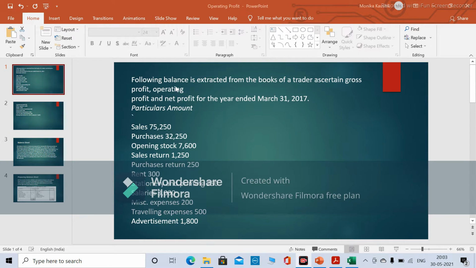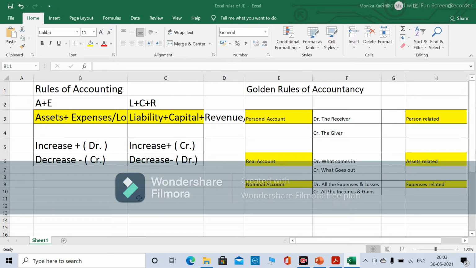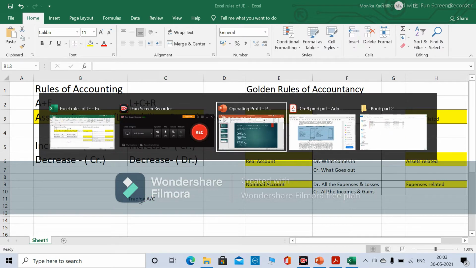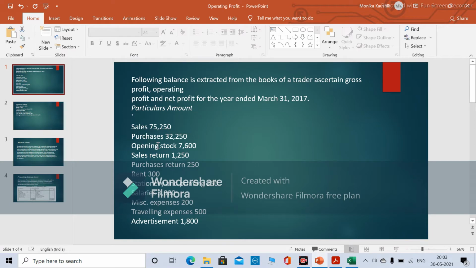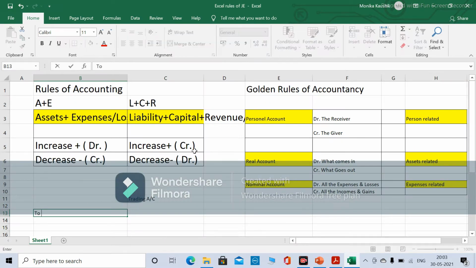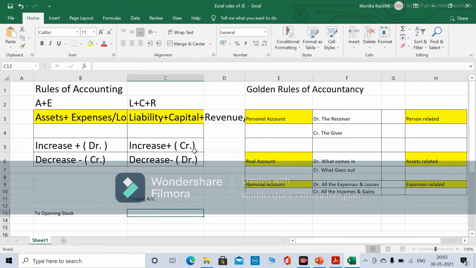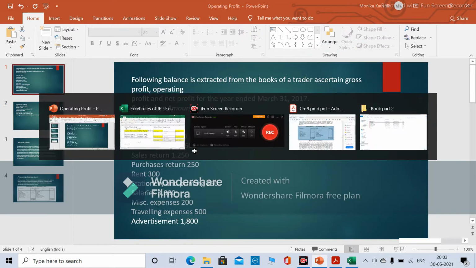So let's understand the balance. We need to find out the gross profit, then operating profit, and then net profit. First of all, gross profit. For gross profit, we'll have to prepare the trading account. Now you must be familiar with it. This is not the manufacturing account; only trading items will have to be entered. In the trading account, first of all, opening stock should be there. To opening stock, 7600.